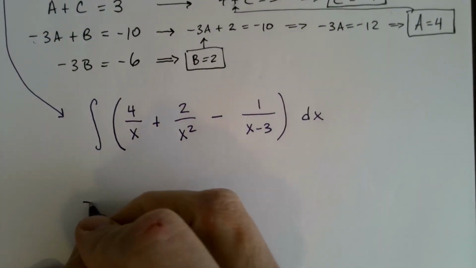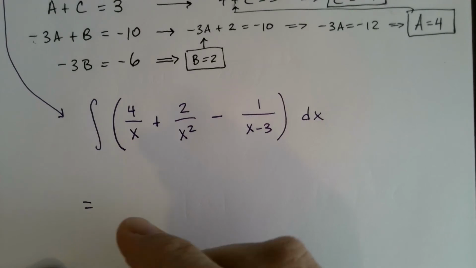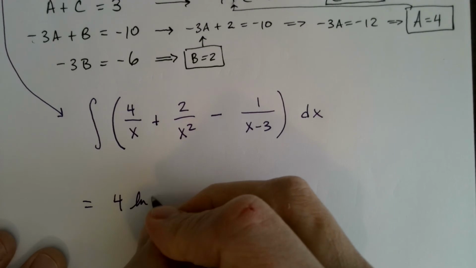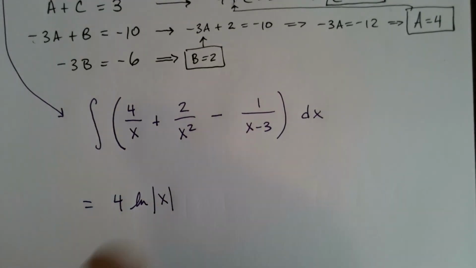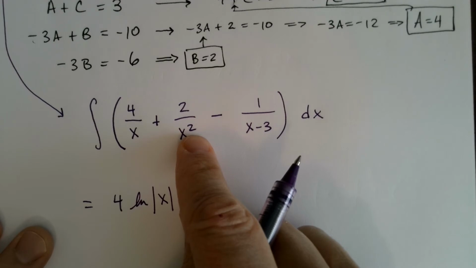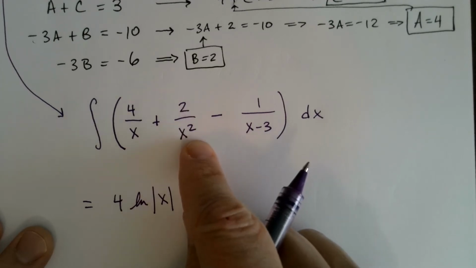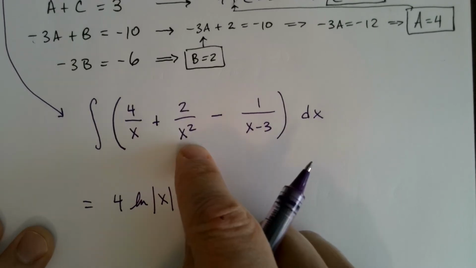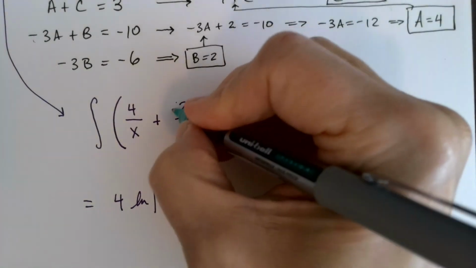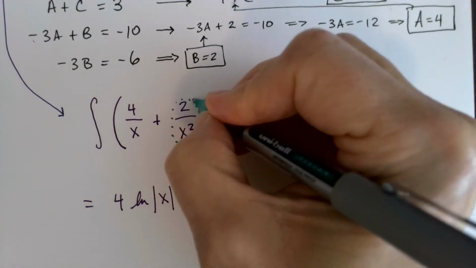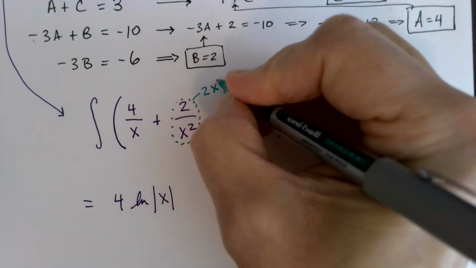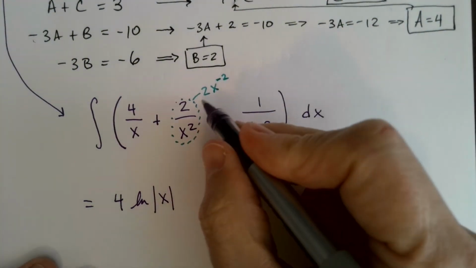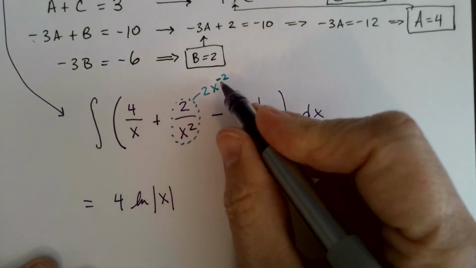All right, so what do we get for the antiderivative? What's the antiderivative of 4 over x? The 4 is a constant multiple. What's the antiderivative of 1 over x? The natural log absolute value of x. Okay. Be careful. What's the antiderivative here? Is this a log integral? No, it's not 1 over u. This is 2 times x to the negative 2 power. This is just straight up power rule. 2 is a constant multiple. Add 1 to the power.